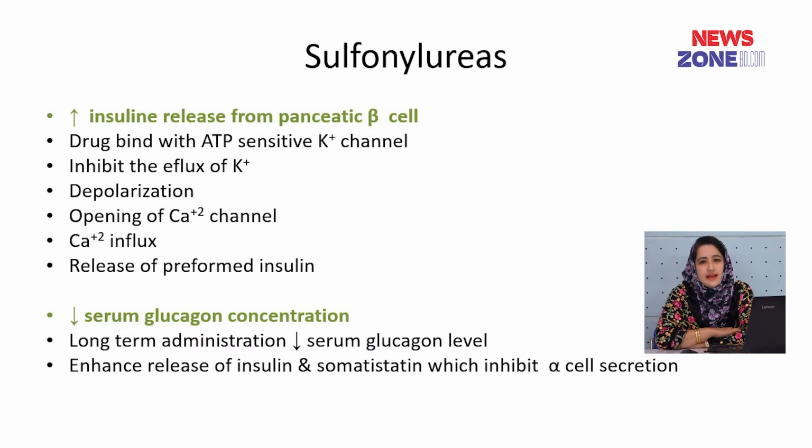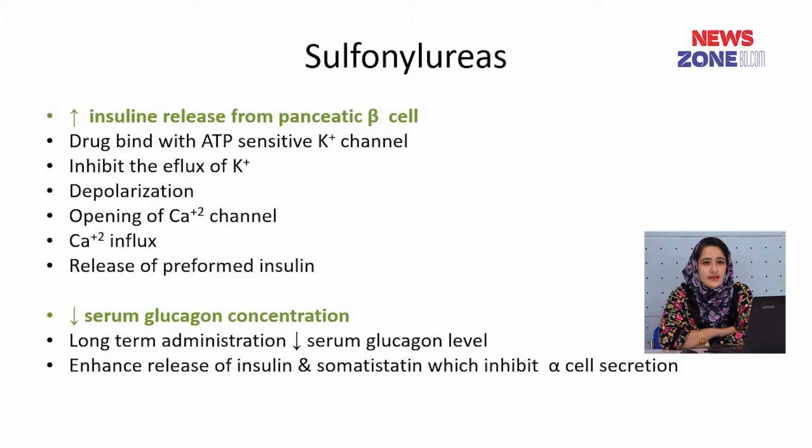How does sulfonylurea act? As it is an insulin secretagogue, it acts by two major mechanisms. One is increased insulin release from the pancreatic beta cell, and another is decreased serum glucagon concentration. How does it increase insulin release? The drug binds with the ATP sensitive potassium channel and inhibits the efflux of potassium and causes depolarization. Thus, it causes the opening of the calcium channel. Through the calcium channel, there is increased influx of calcium and release of preformed insulin.